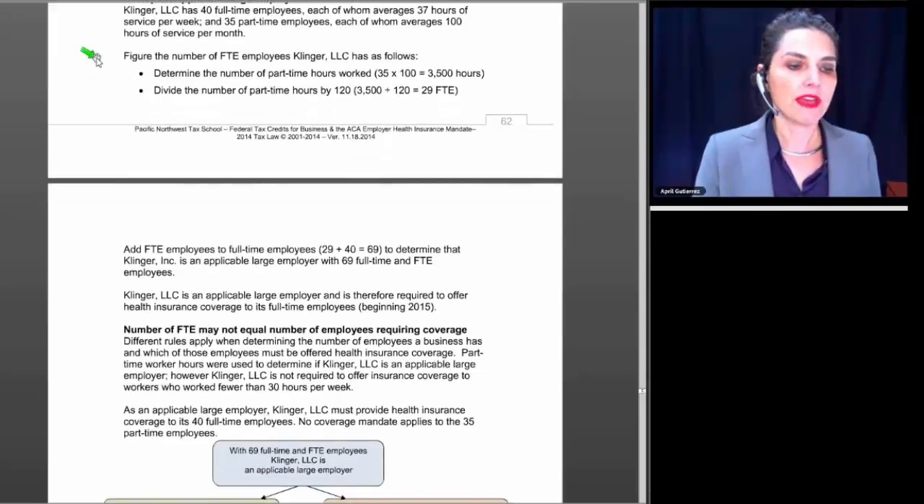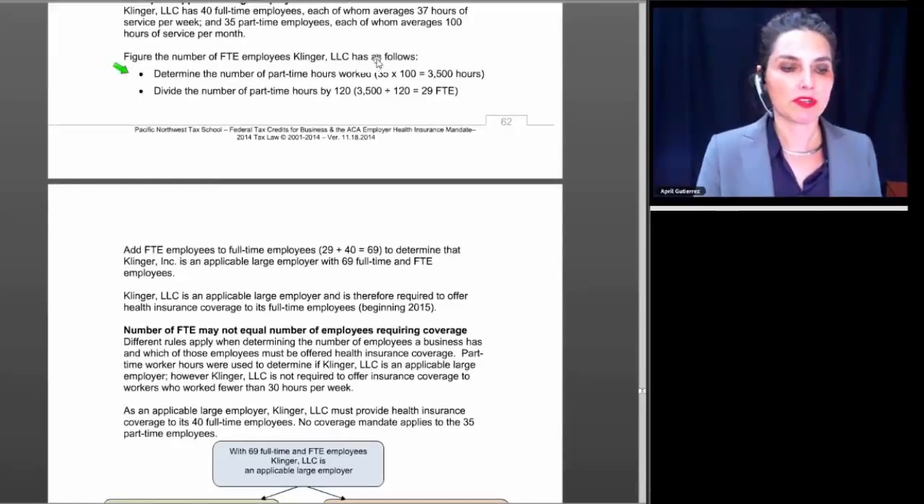Figure the number of FTE employees that Klinger has as follows. Determine the number of part-time hours worked. Well, that would be 35 employees times 100 hours, or 3,500 hours. Divide the number of part-time hours by 120. 120 into 3,500 is 29 full-time equivalent employees.